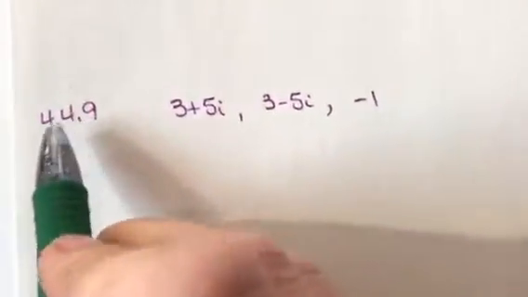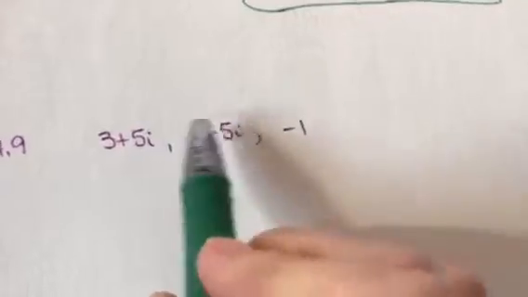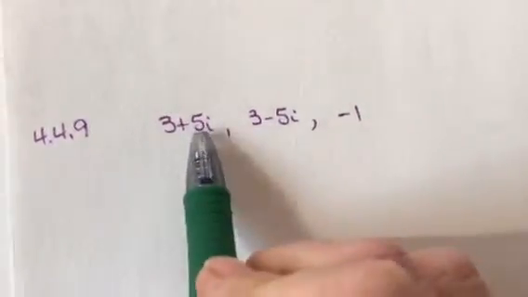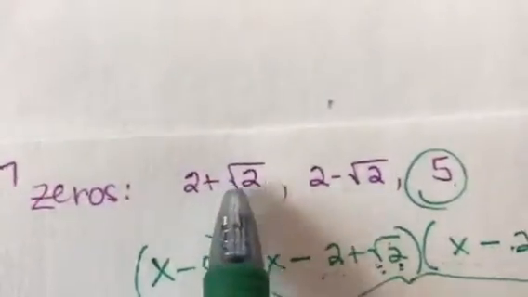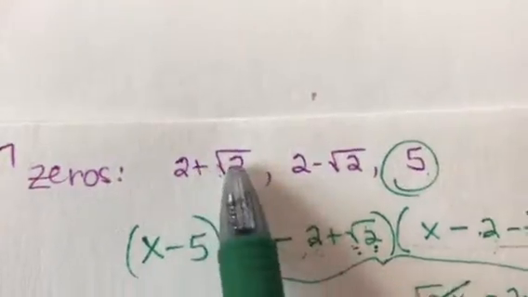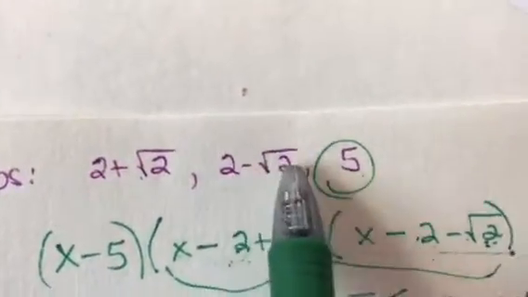All right, this is from the study plan 4.4.9, and they give you these three zeros, and they want you to come up with the polynomial. First of all, just like the one I did earlier, when you have a square root like this, they always come in conjugate pairs. See how that's 2 plus the square root of 2? Even if they don't tell you, that will come in a pair, and it would be 2 minus the square root of 2.